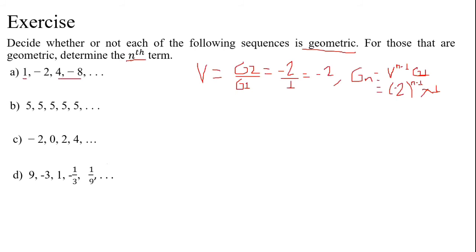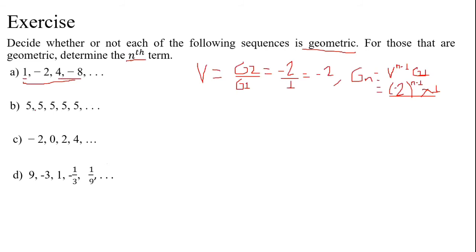So we can conclude that this nth term is a general formula for this listed sequence. So we can say that this sequence is geometric. So let's continue for B. It says 5, 5, 5, 5, 5, and continue.